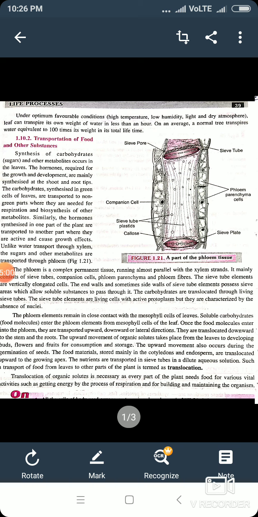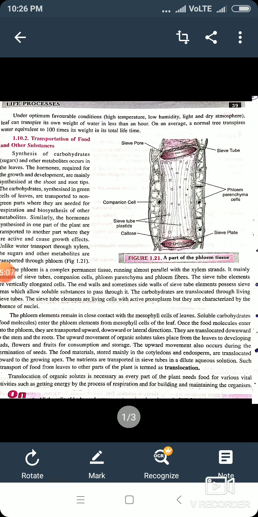The upward movement of organic solutes takes place from the leaves to developing buds, flowers, and fruits for consumption and storage. The upward movement also occurs during the germination of seeds. The nutrients are transported in sieve tubes in a dilute aqueous solution. Such a transport of food from leaves to other parts of the plant is termed as translocation.